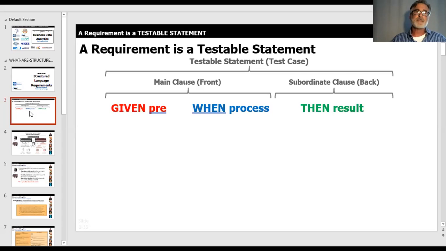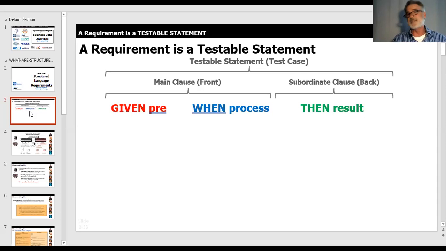So what is a test case? Generally speaking, a test case has two parts. It has an input, which is called the main clause, and it has an output, which is called a subordinate clause. And what's fascinating is that without exception, almost every single requirement you're given is technically a subordinate clause. It's an output, because that's what you're testing.